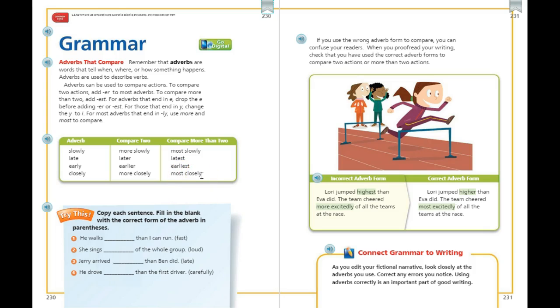Look at the try this activity. Work with your learning adult to fill in the blank with the correct form of the adverb in parentheses. You can pause the video and join me when you're done. Also, identify the adverbs and you should be able to tell if they're comparative or superlative.